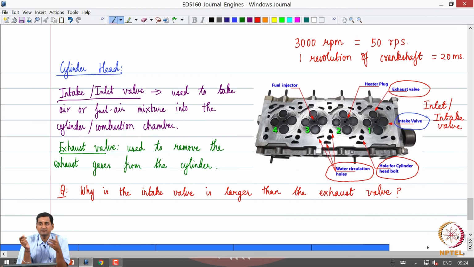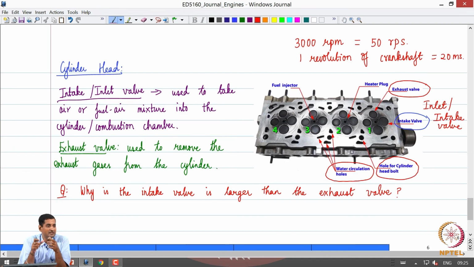Please note that most of these intake and exhaust processes are pressure driven flows. What do I mean by pressure driven flows? That is, a difference in pressure between two regions drives the flow process, okay. During the intake process, you will see that the difference in pressure is going to be smaller than the pressure difference that you will encounter during the exhaust process.